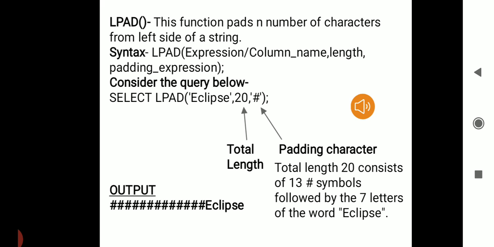The output is listed below, which shows 13 hash symbols followed by the word eclipse of 7 letters to give the total length of the string as 20. So that's the purpose of the total length 20 in this query, and you get the output as shown in the slide below.